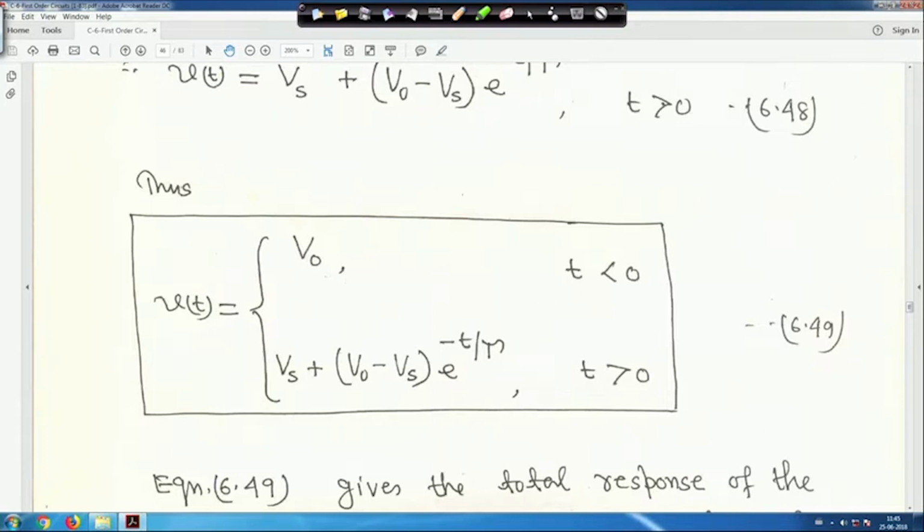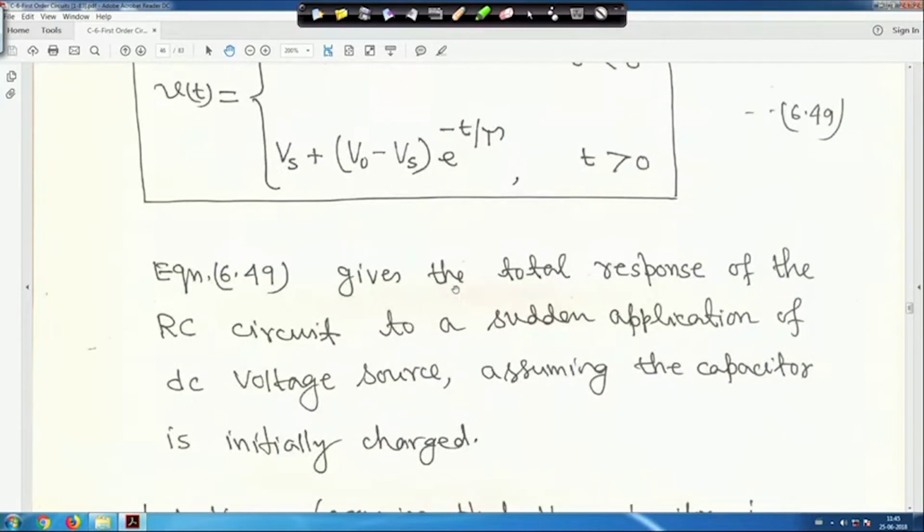This is called the complete response, in general from minus infinity to plus infinity for t greater than 0. But we have seen earlier that by 5 tau time constants, the dynamic circuit response reaches the steady state, for t equal to say 5 tau, because it becomes less than 1% of the peak value, right. So, equation 49 gives the total response of the RC circuit to the application of a DC voltage source.